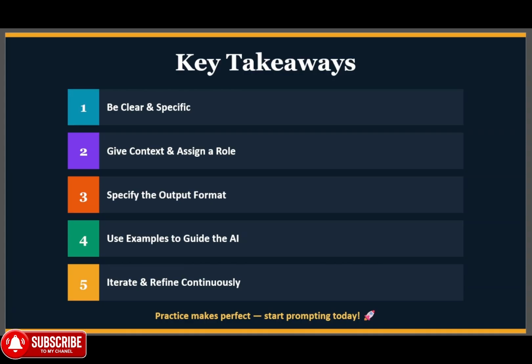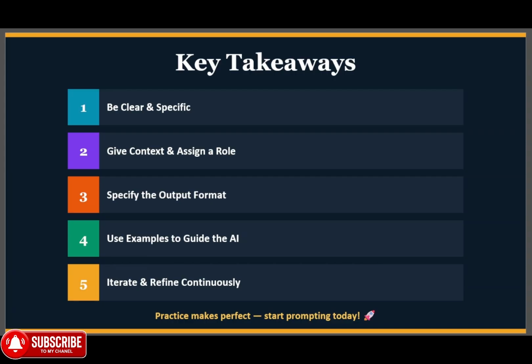Rule number 3 is specify the output format. Same healthy eating tips, completely different result depending on whether we asked for bullets, a list, a table, an email, or a summary. Always tell the AI how you want it. Rule number 4, use examples. The translation example, the writing style example: when you show the AI the pattern you want, it matches it perfectly. 2 to 3 examples is enough.